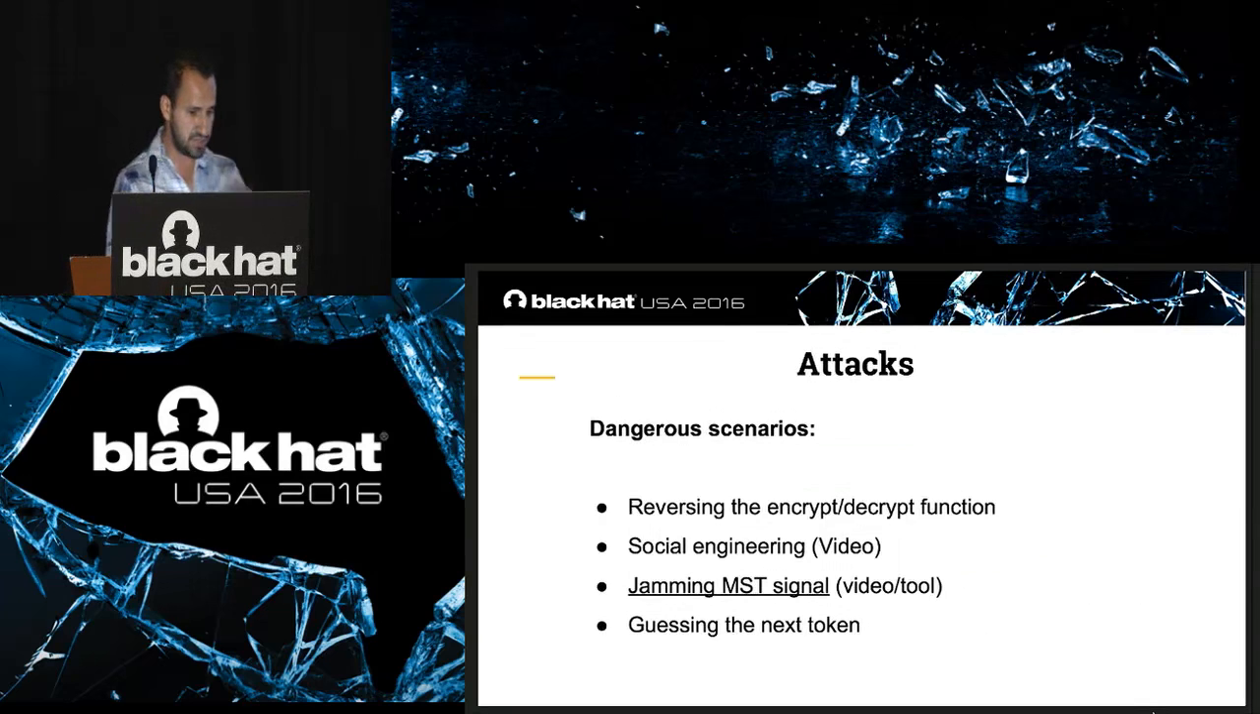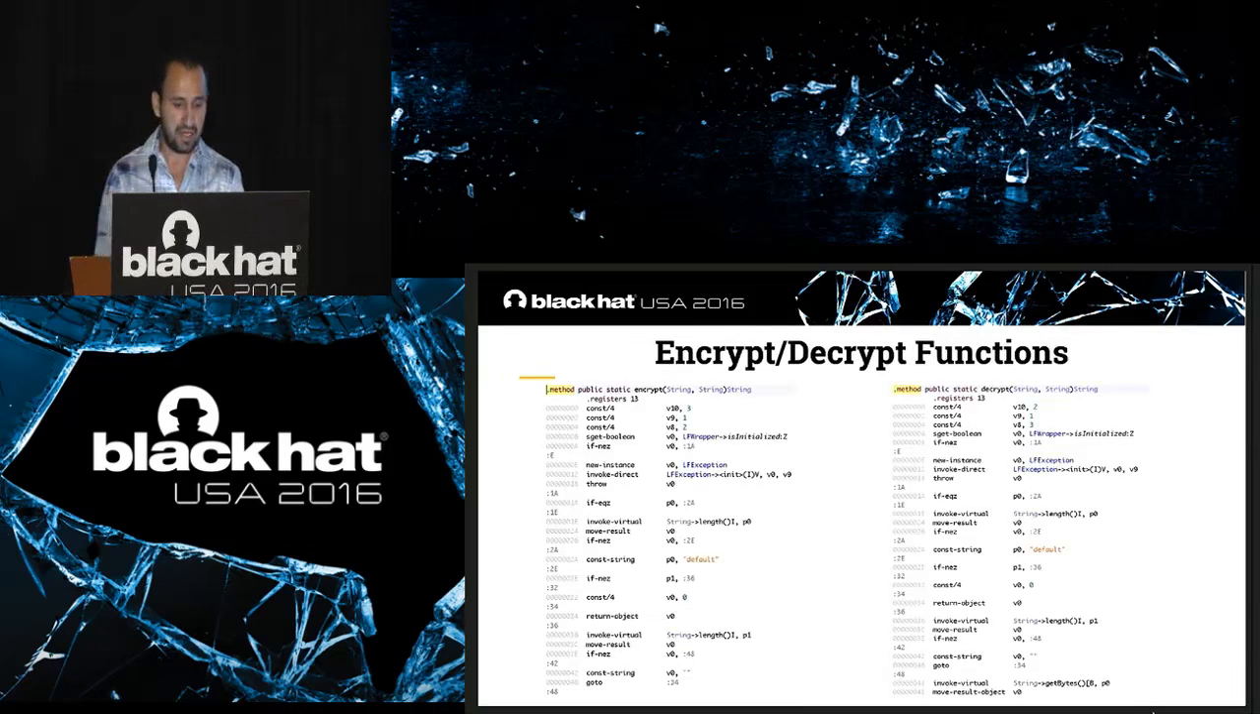So let's talk about the scenarios. An attacker could reverse the encrypt and decrypt functions, use social engineering, but also jam the MST signal. The last one is guessing the next token, which could be possible. About the encrypt and decrypt functions, an attacker could reverse these functions and get information not just for Samsung Pay by itself, but probably for the connection too, if Samsung Pay implements the same function to encrypt the data on the network.